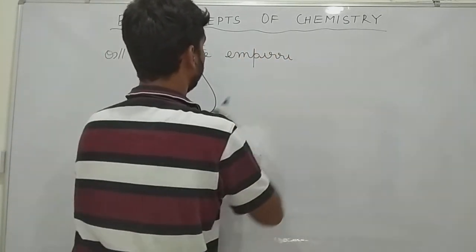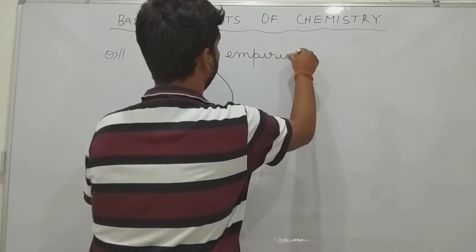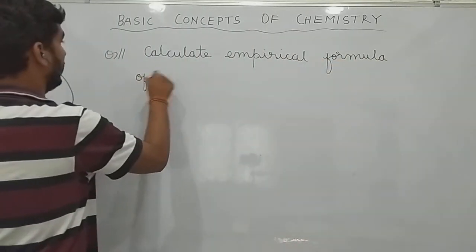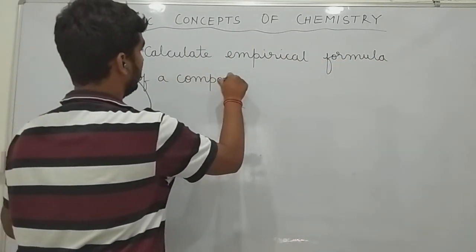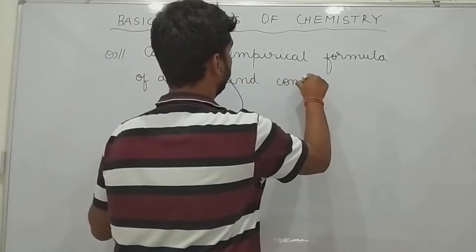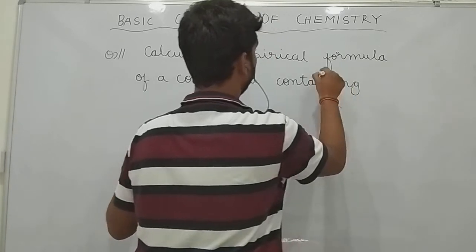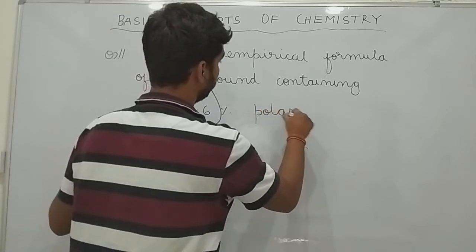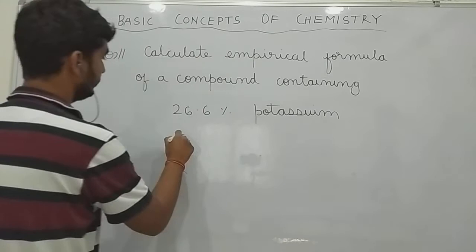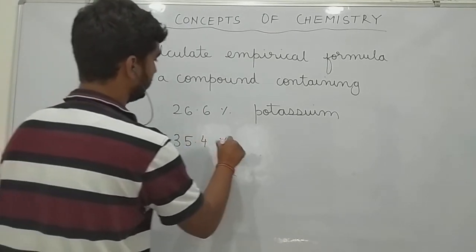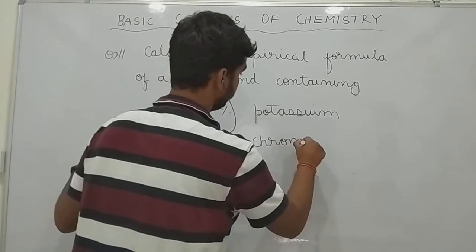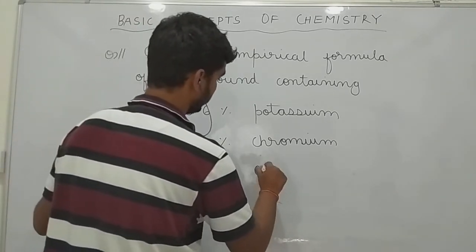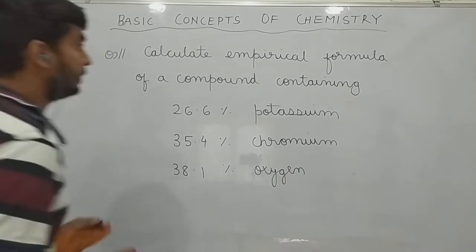empirical formula of a compound containing 26.6% potassium, 35.4% chromium, and 38.1% oxygen. So kindly copy this question, we will be solving it.